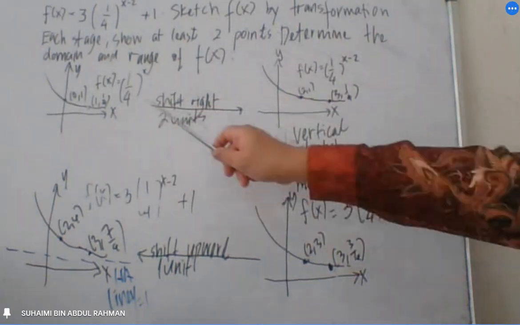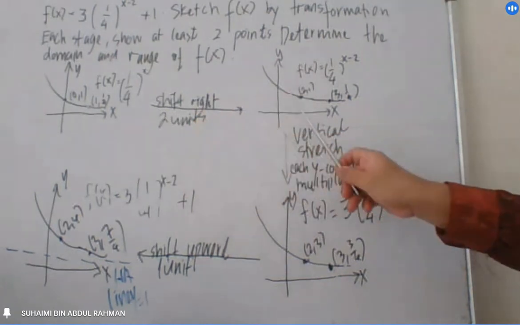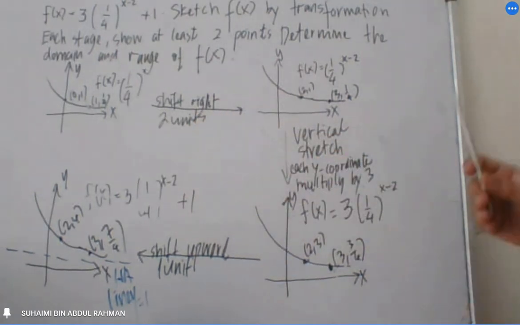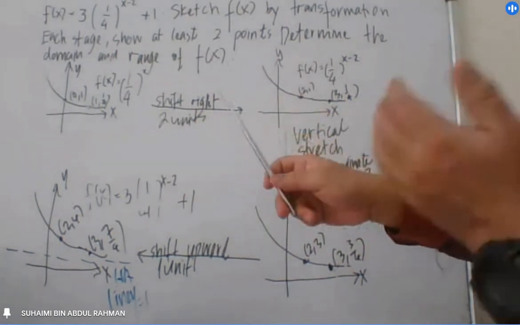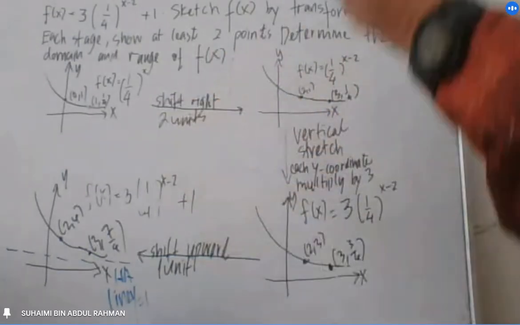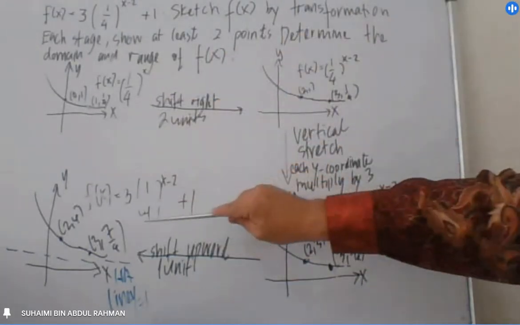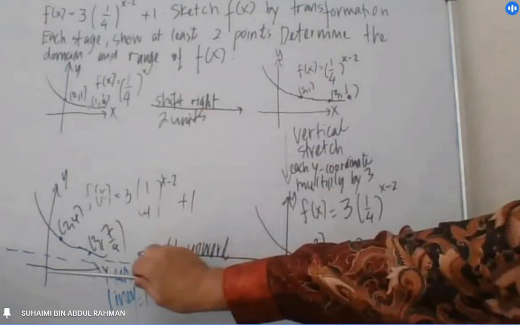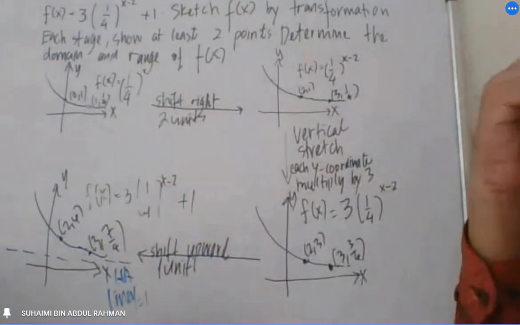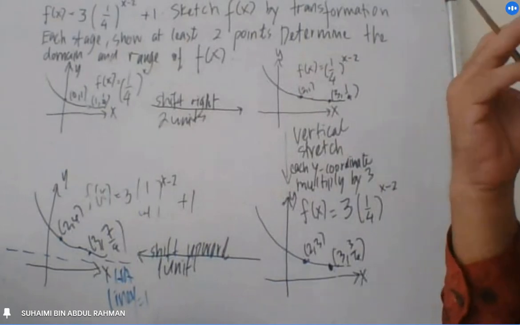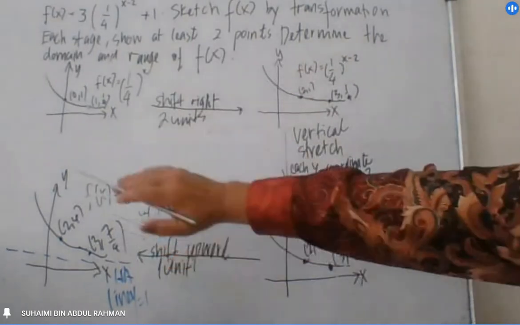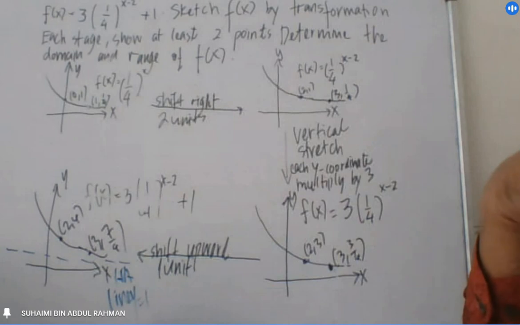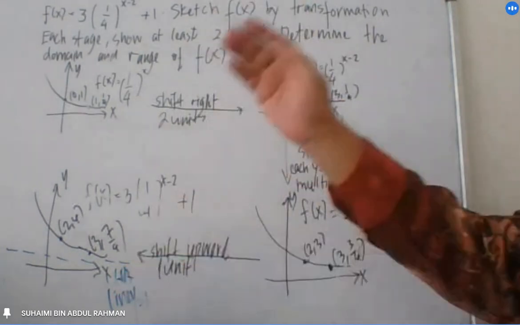It doesn't go anywhere, because all the transformations before involved movement up or down. But for the case of number 4, yes, there is movement up, so the asymptote also will go up. If we have to move down, the asymptote also moves down.